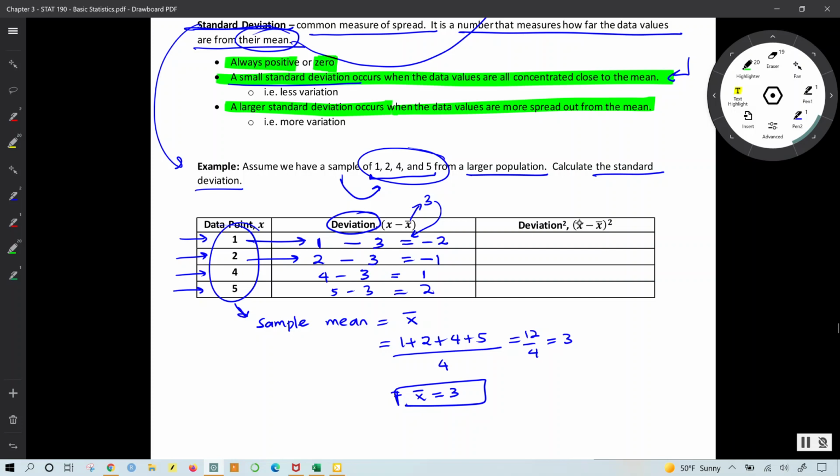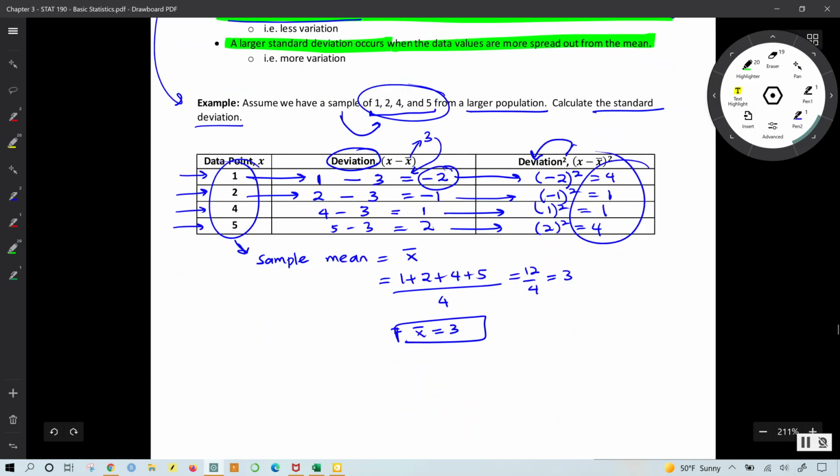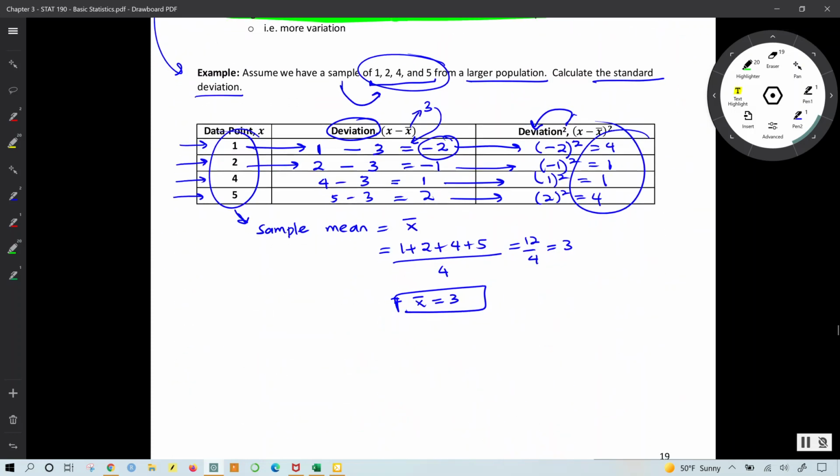The next step is to square each of your answers for deviation. For example, the first deviation here is negative 2. We square it, we get 4. Negative 1 squared is 1, 1 squared is another 1, then 2 squared is 4. All of these deviations are used according to the formula for the standard deviation, so we are almost there.